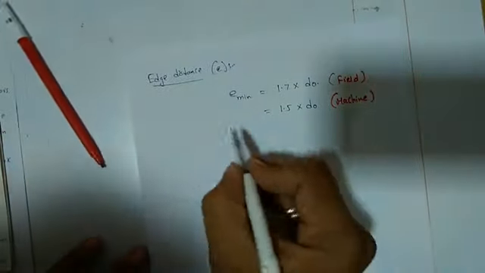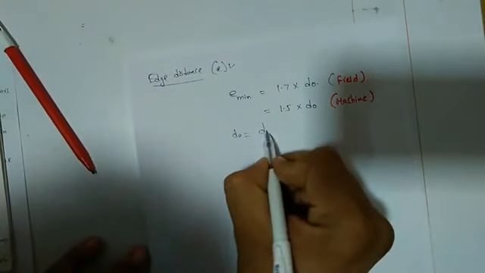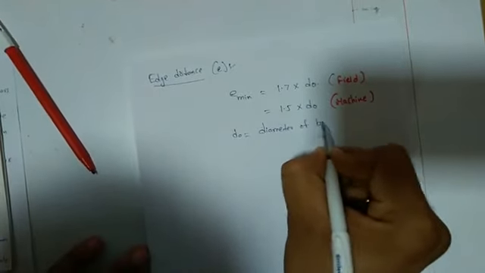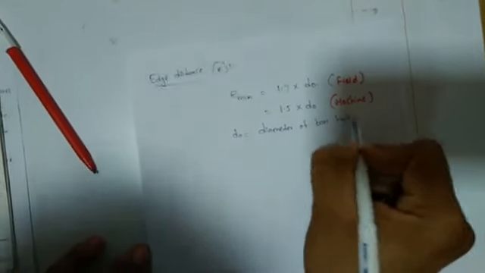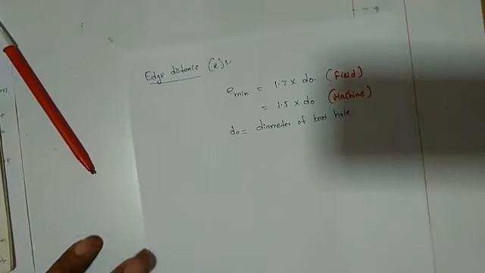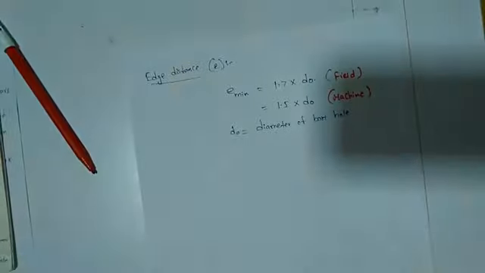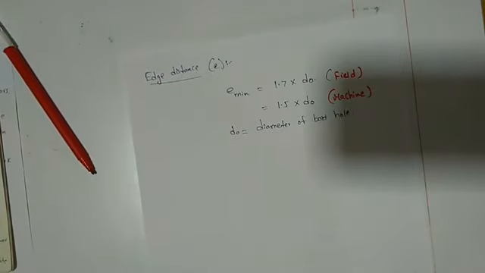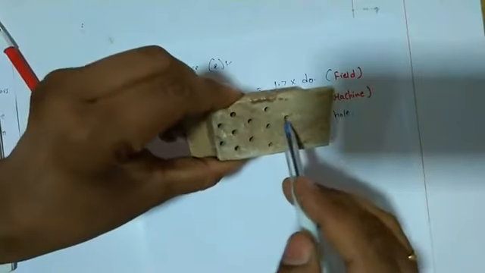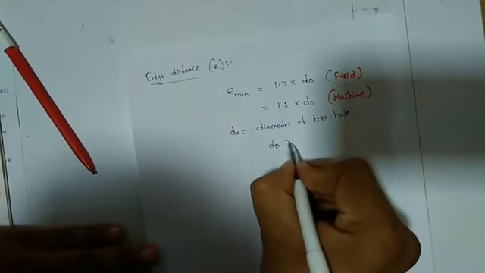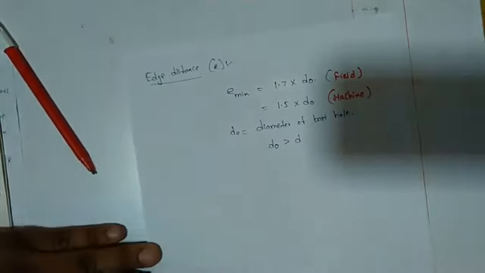Here, what do you mean by d naught? D naught is equal to the diameter of the bolt hole. Okay, not the bolt. The shank diameter of the bolt we call the diameter of the bolt. D naught is nothing but the diameter of the bolt hole. Okay, this is the hole. So the diameter of the bolt hole. See, always remember one point: the diameter of the bolt hole is always greater than the diameter of the bolt.